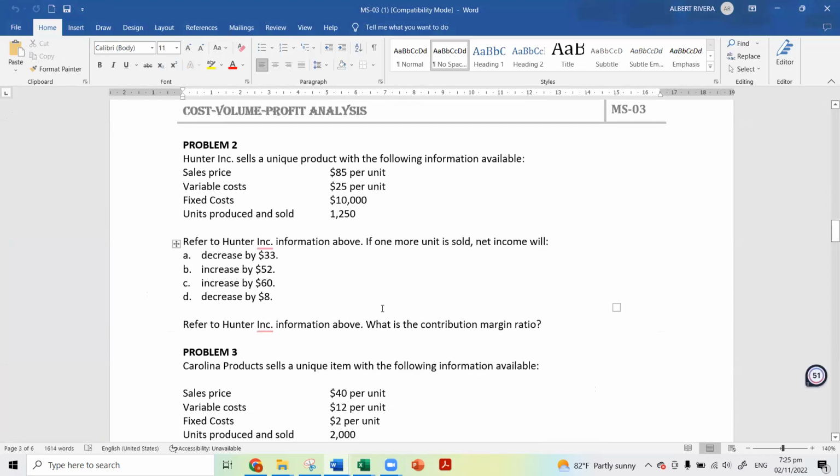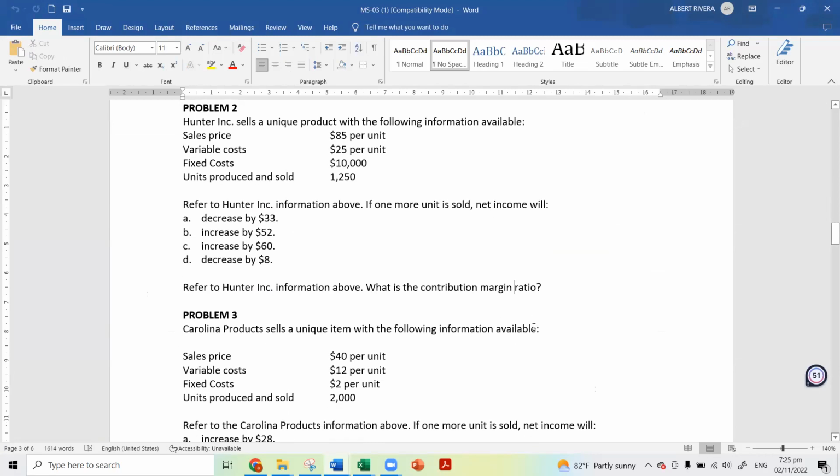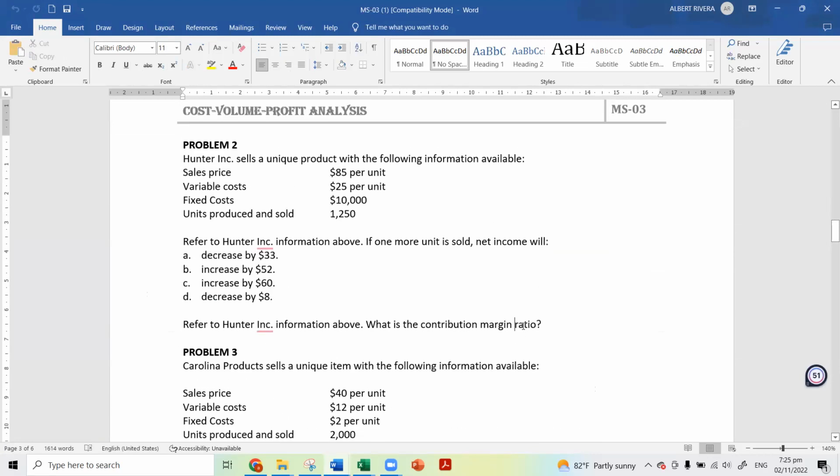In here, problem number 2, it says, if one more unit is sold, the net income will be what? And for the information above, what is the contribution margin ratio? Okay? So, the first one is easy. This second one, what is the contribution margin ratio?